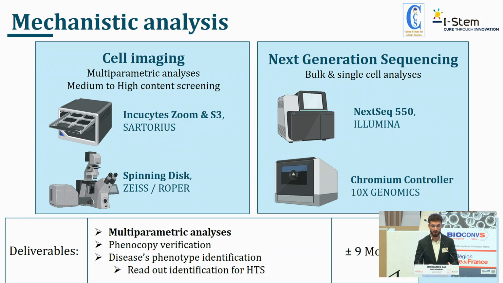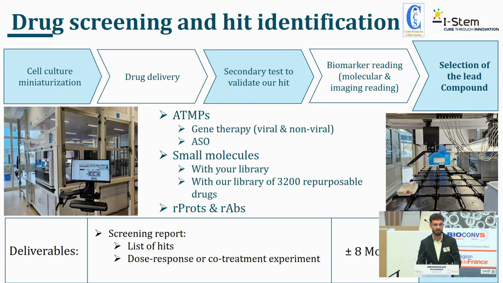And speaking of high throughput screening, this is the next package: drug screening and hit identification. It starts with cell culture miniaturization. Once we have done it, we can do the drug delivery. So we can test several therapies: ATMPs with gene therapy, viral and non-viral; also ASO; small molecules with your library or our library; and also recombinant proteins and recombinant antibodies. For this, the goal is to select the lead compounds.